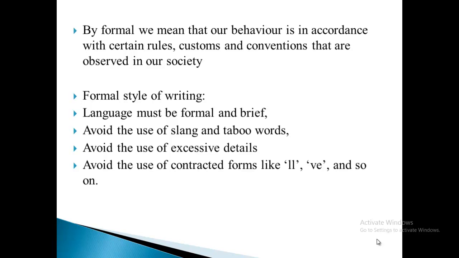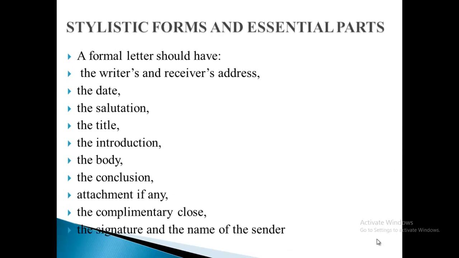Formal style of writing. In any piece of writing that is a formal one, make sure your language is formal and brief. Avoid the use of slang and taboo words. Avoid the use of excessive details, because too many details bore your reader. Make sure your points are short and direct. Avoid the use of contracted forms like won't, haven't, and so on. You use the contracted forms when you are writing an informal letter or when you are speaking.